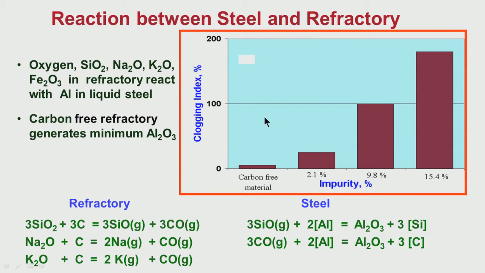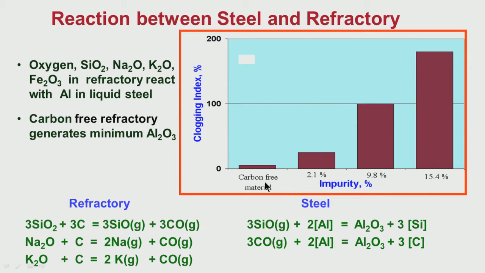So, I have shown here, if you have a high amount of impurity in the refractory, the incidence of clogging, that means the incidence of jamming of the refractory orifice, will increase. So, we have to be very careful.